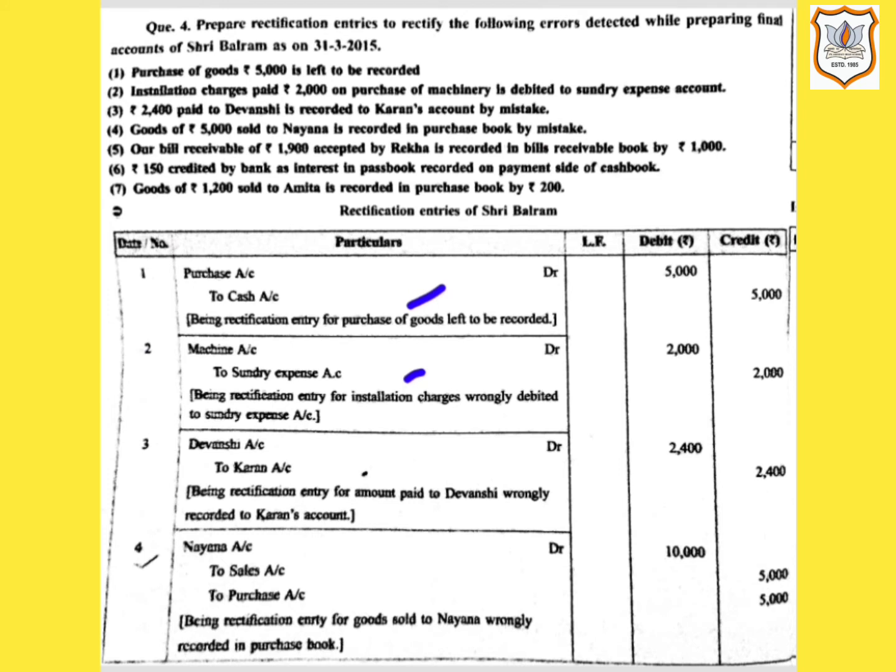Here in the third point it is given that rupees 2400 paid to Devanshi is recorded to current account by mistake.